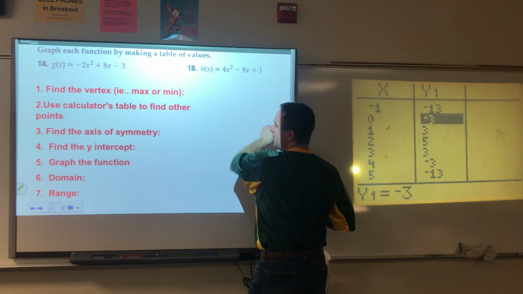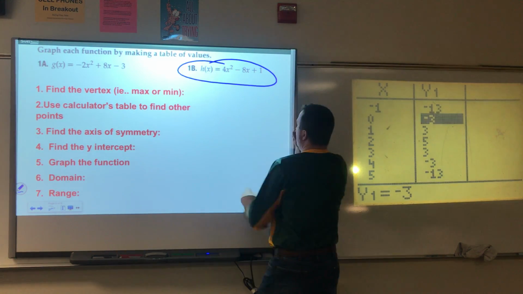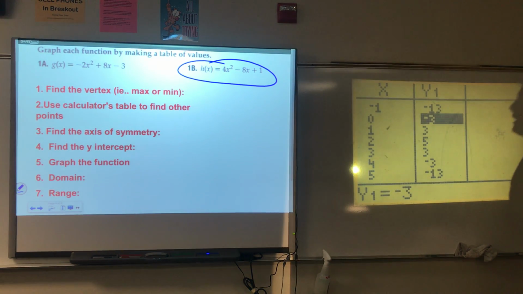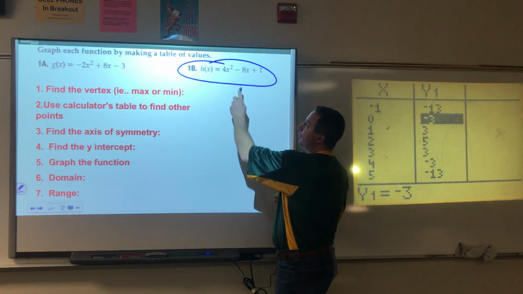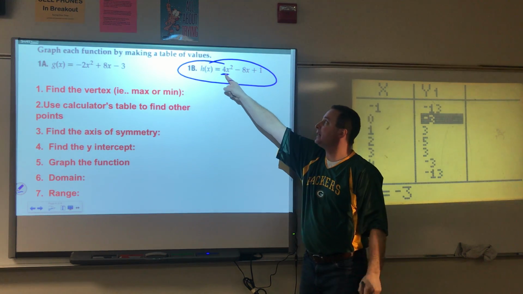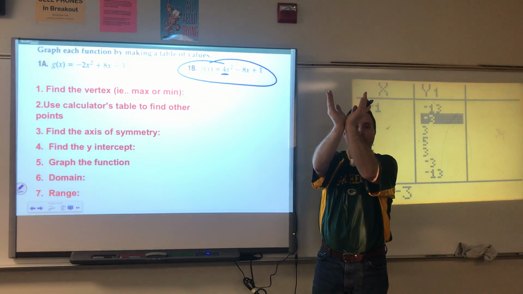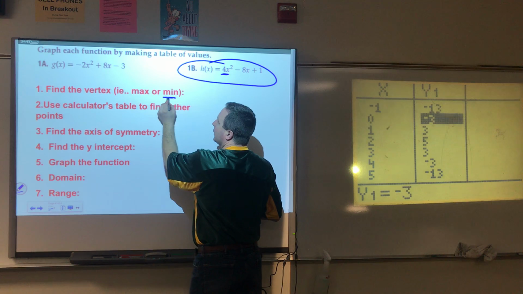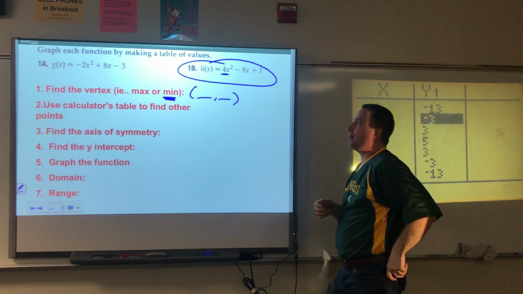Now that we've got one of them under our belt, let's tackle this guy right here. Before I graph it, if I look carefully at that equation, can we decide if it opens up or down? Well, I'm going to look at A here. It's a positive 4. And when that number in front of the x squared is positive, that means it's going to open up. And if it opens up, it's going to have a minimum, a lowest point. So this time, to find the vertex, we're going to be looking for a minimum.